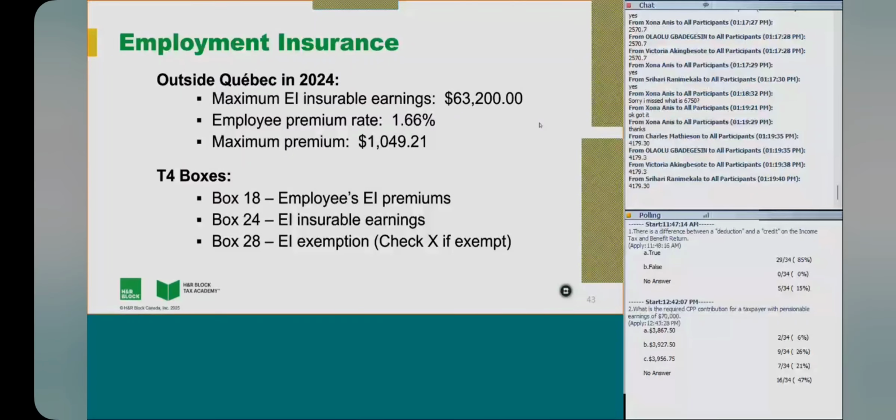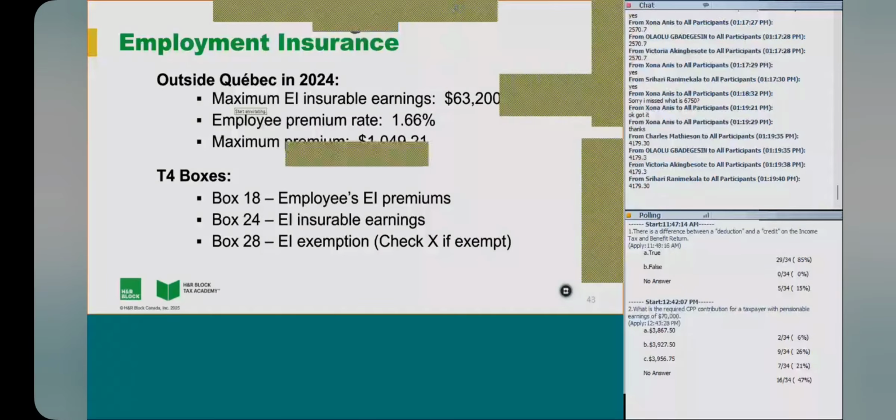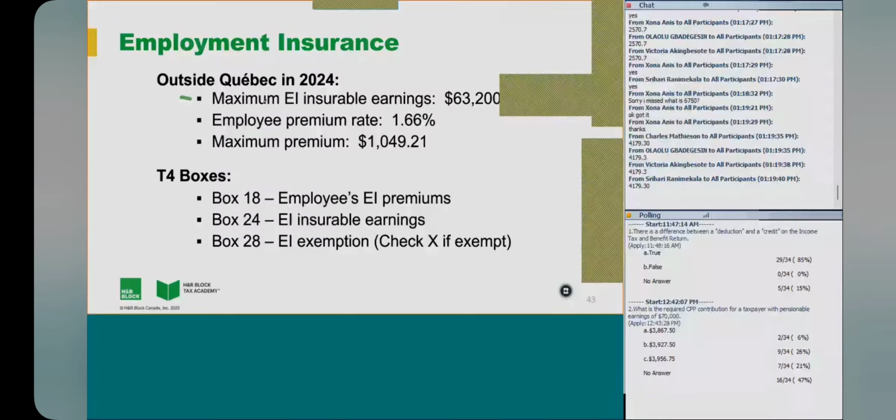Now, EI is similar to CPP in that it is mandatory and it is a federal deduction, but it is simpler than CPP because there is no exemption. The maximum EI insurable earnings also only has one tier. There is no EI2. So your maximum insurable earnings are $63,200, which is to say that if you make more than that in a year, you are not covered for EI on the amount above that. The employee premium rate is 1.66%, and so 1.66% of $63,200 is $1,049.21.